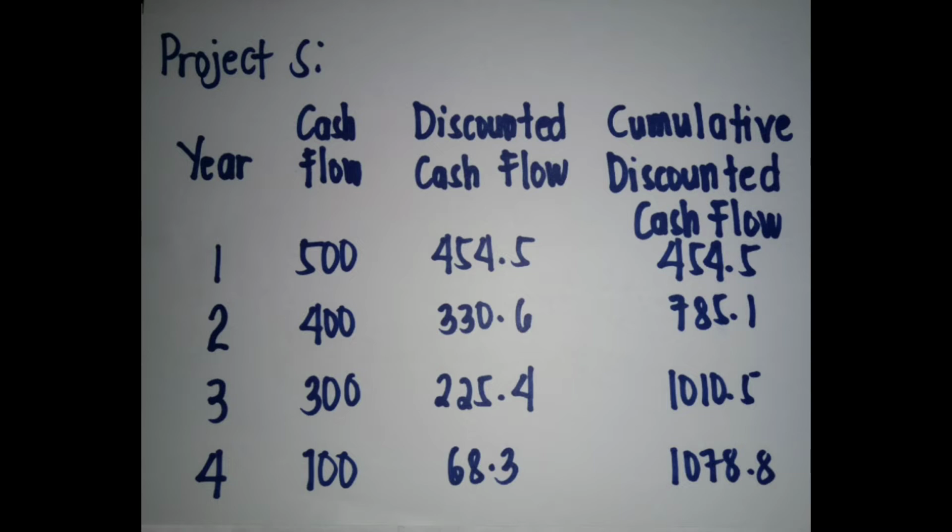As shown in the timeline, we have to find the present value for the first cash flow, which is 500. Don't mind the discounted cash flow and cumulative discounted cash flow columns for now, because I will show later how they were obtained. We used a formula for this. Our rate of interest is 10%.